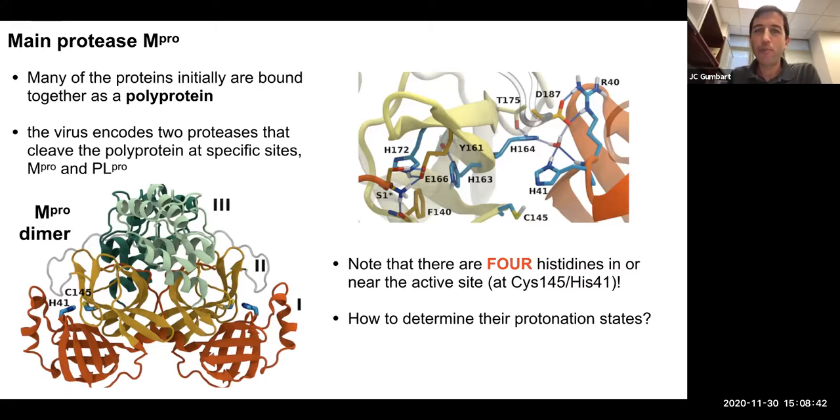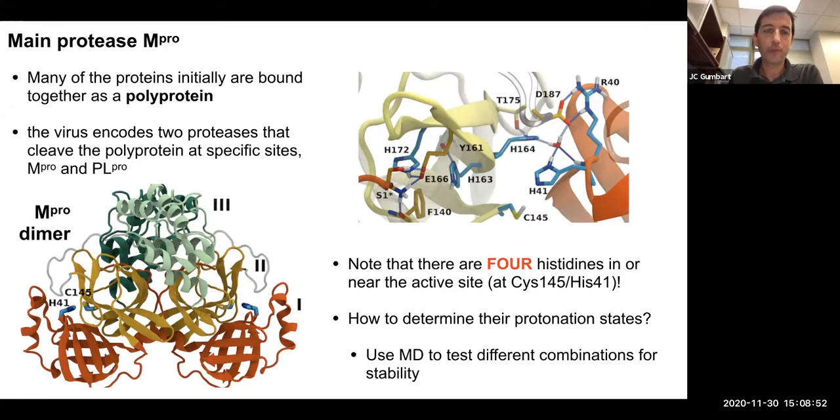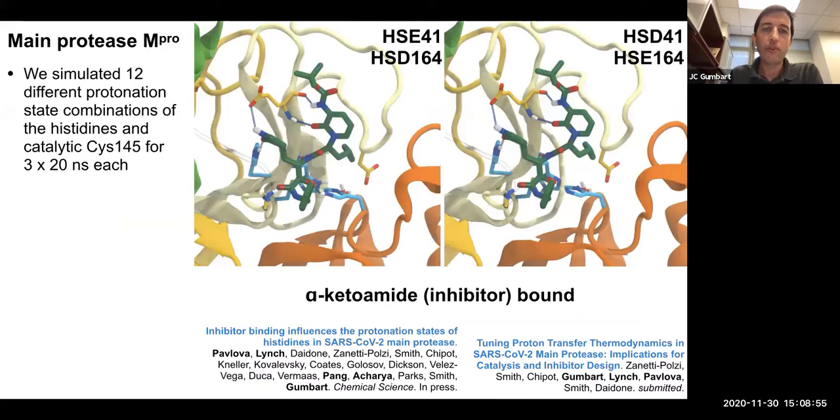And so what we came up with in the lab was to use MD simulations to test the stability of different combinations of protonation states of these histidines. Okay. So we simulated 12 different combinations of protonation states for the MPRO dimer, modulating the protonation of the histidines, either, for example, HSE or HSD, meaning that we put the proton on the epsilon nitrogen or the delta nitrogen, sometimes even on both. So if we think the histidine may be in a protonated state.